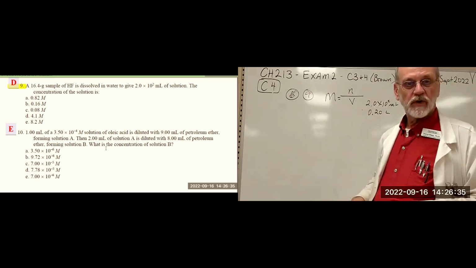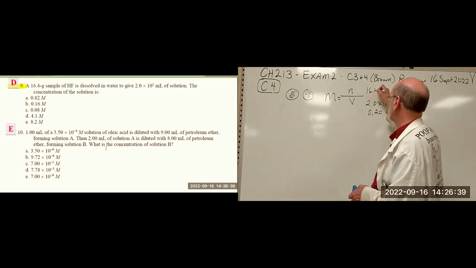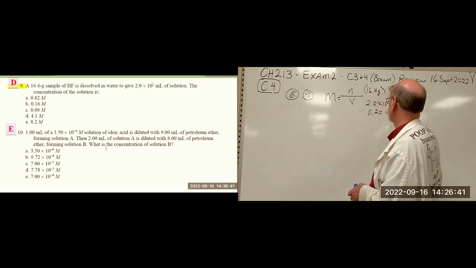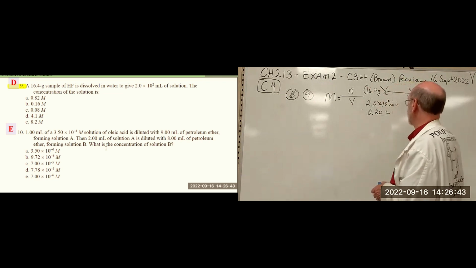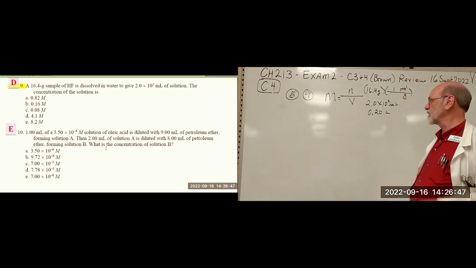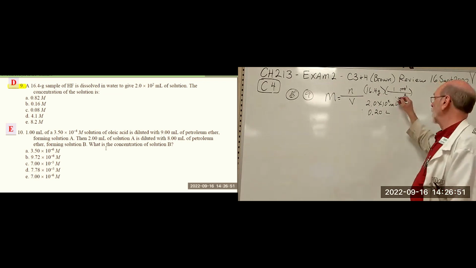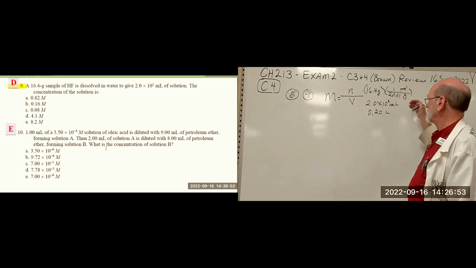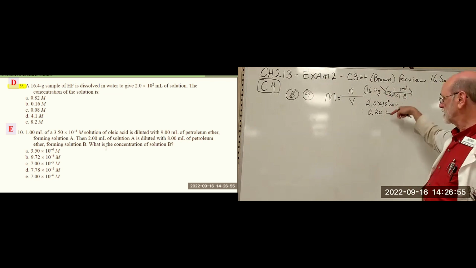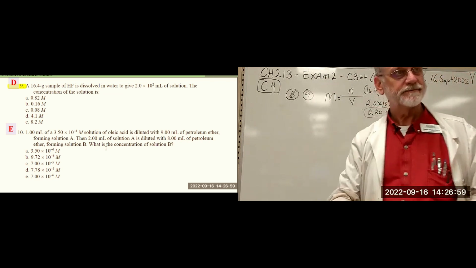Okay, and moles. Well, moles you have to calculate from 16.4 grams of HF. So you need the molar mass of HF. Right? So 19 for F and 1.01, so it's 20.01. Okay, divide that out and then divide it by this one. That's your molarity.